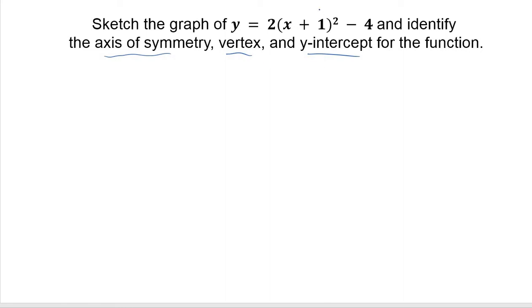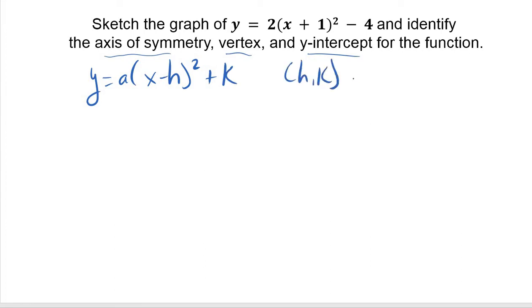Well, first of all, remember in our equation, let me just write that. y equals a times the quantity x minus h squared plus k. And remember, hk is our vertex. And what would h be? Well, h would give you the equation for the axis of symmetry. So it's really, really easy to do it from this form.